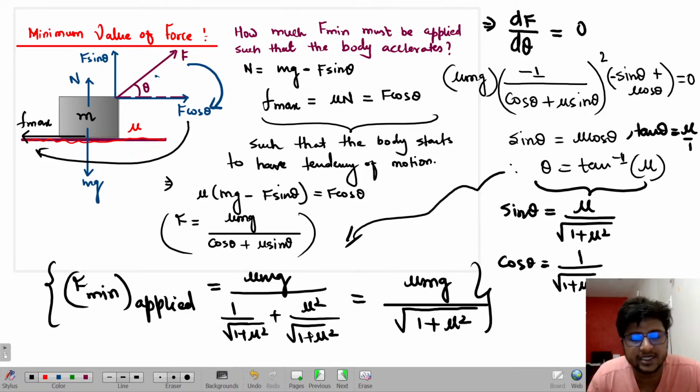The body will come into the tendency of moving. And maximum value can be anything. Are you able to get me or not? Is this clear or not clear?